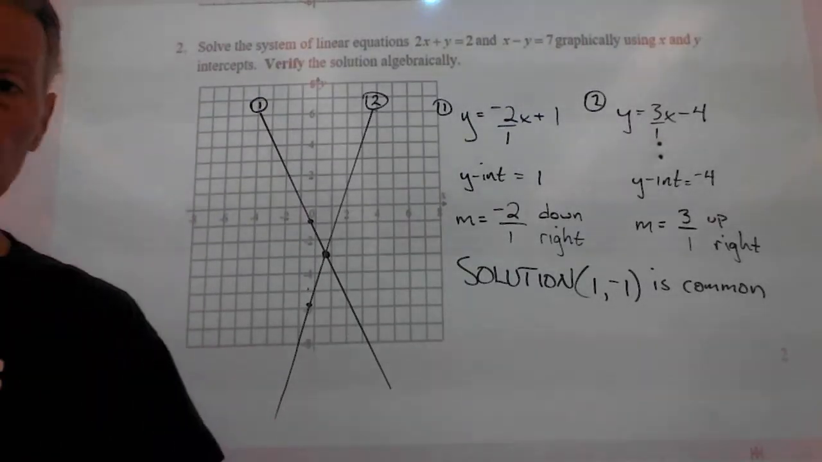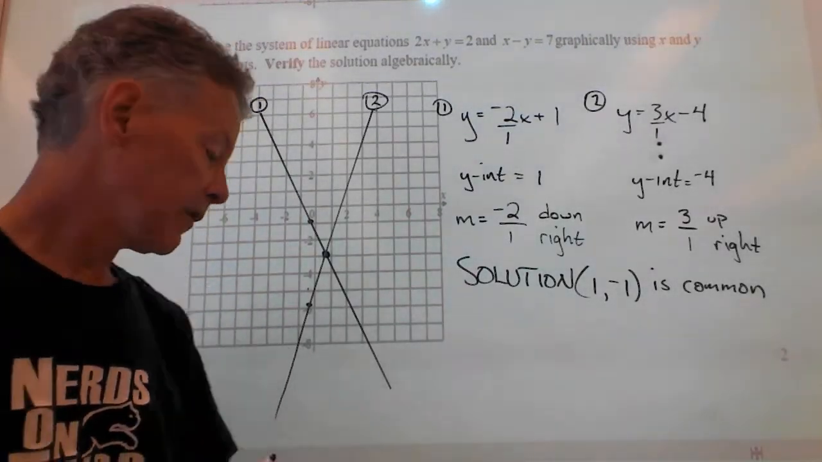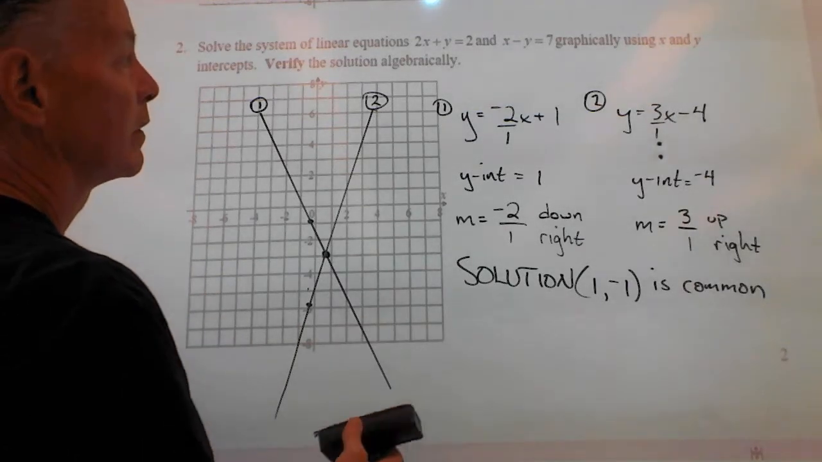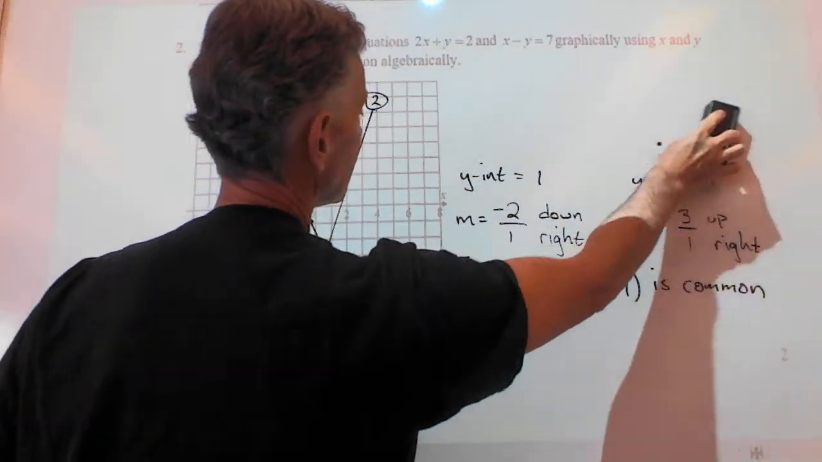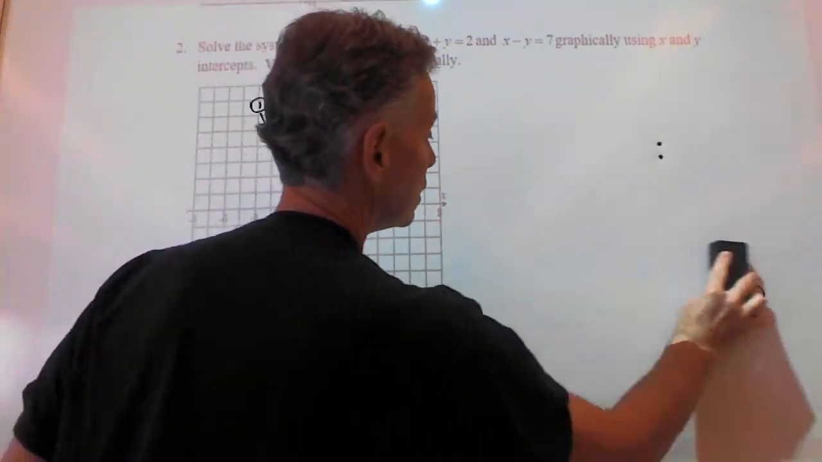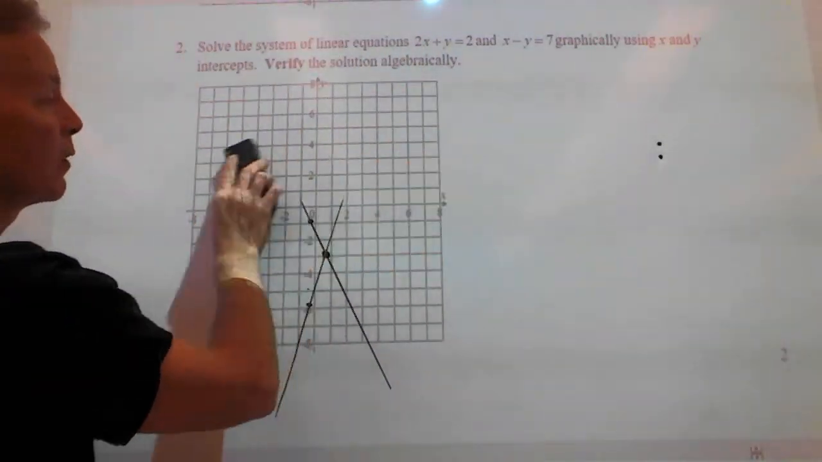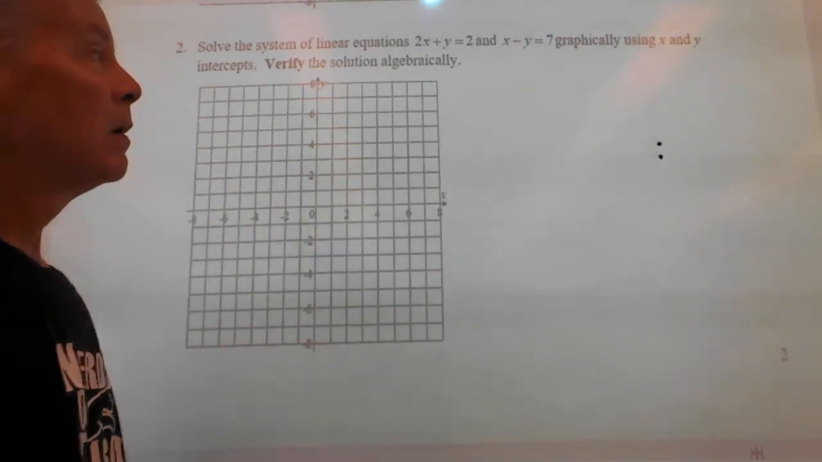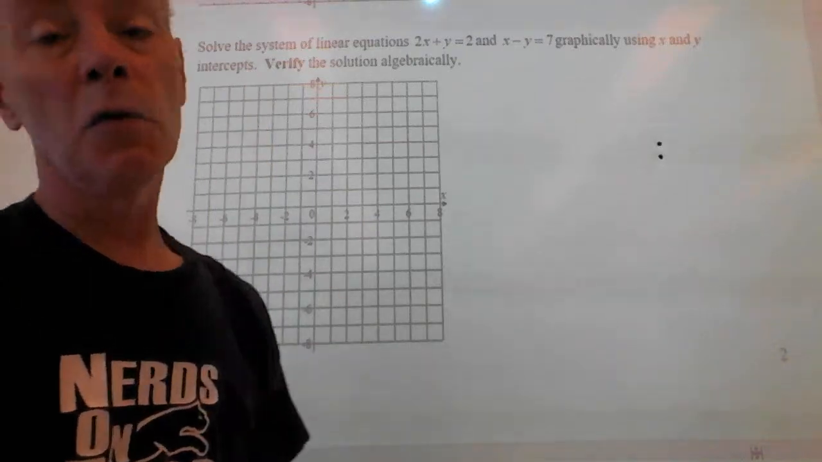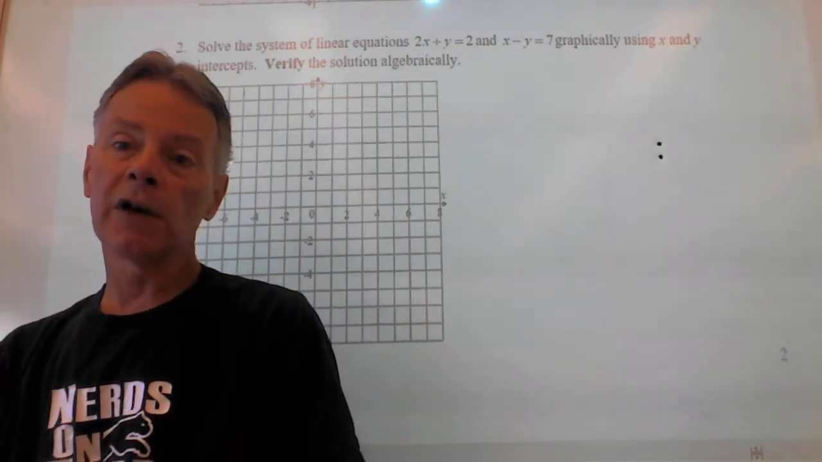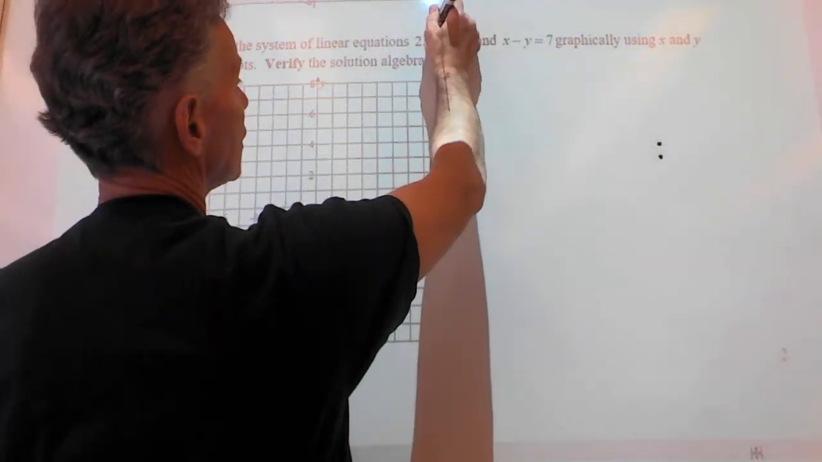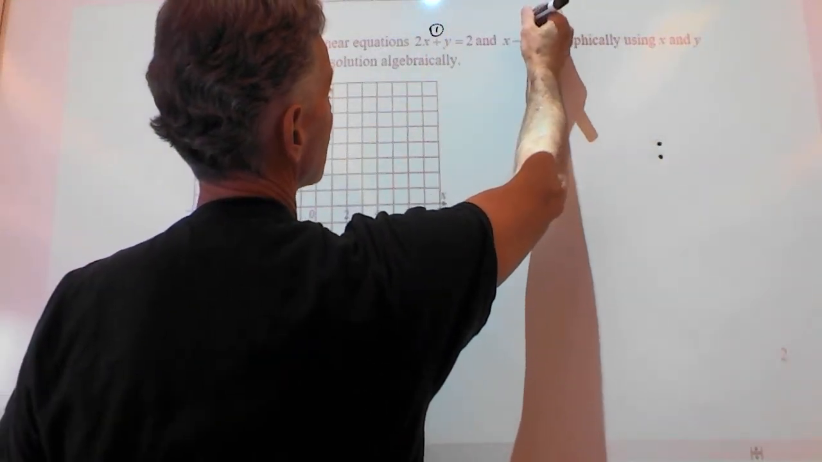Now, you don't have to use the x and y intercepts, but this is another way of doing it. Okay? So in the first example, we use the slope and the y-intercept. In this example, we're going to use x and y intercepts, which remember is simply another way of graphing our lines. So, we'll call this line 1, we'll call this line 2.